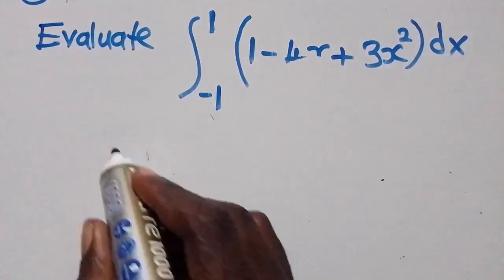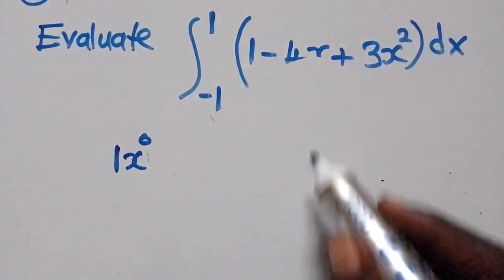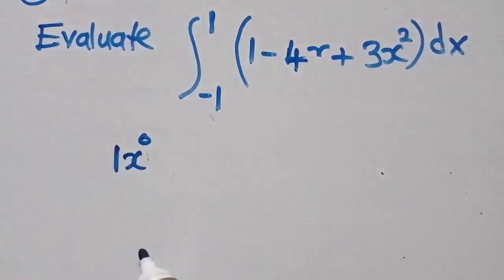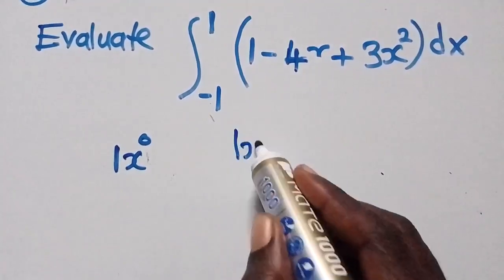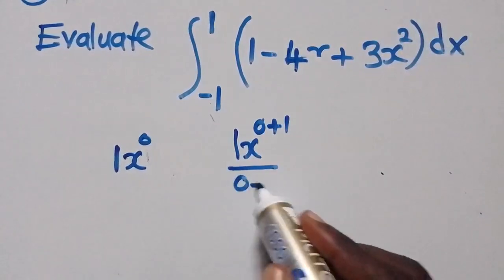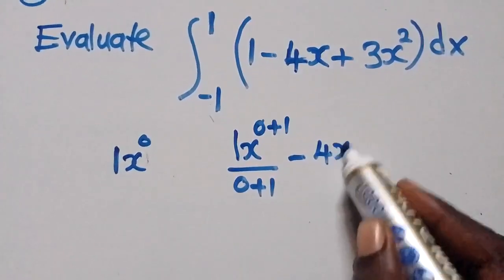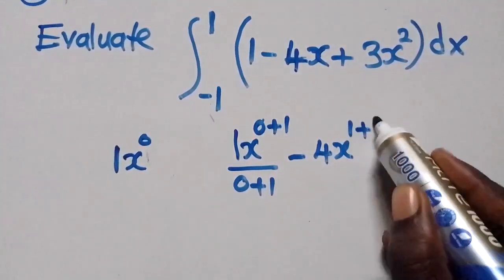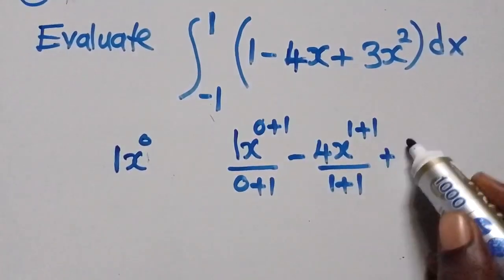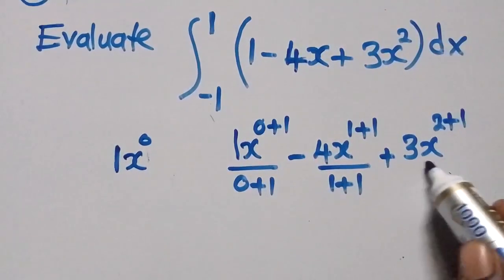So when a number is written as 1, meaning it is having x raised to the power 0. I'm saying this because I've seen a 1 there. That is just the same as 1x power 0. So you say that is 1, so x power 0 like that. You say plus 1 over what? 0 plus 1. You continue, minus 4x, raised to the power 1. You say plus 1 over what? 1 plus 1. You say plus 3x power what? 2. So you just say plus 1 over 2 plus 1.